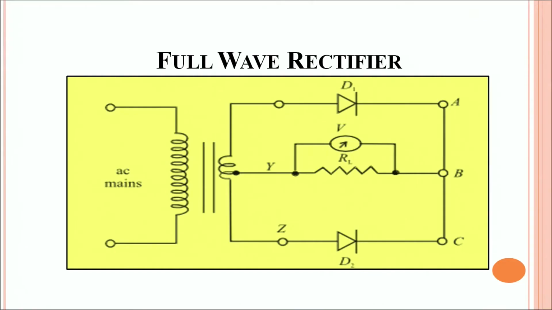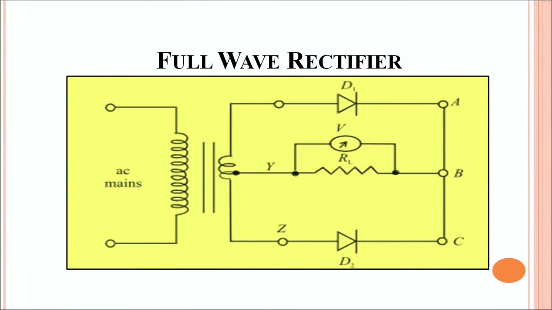This is a full wave rectifier. In this full wave rectifier, we have two diodes D1 and D2 connected in the circuit to the AC mains. Over here, the voltage input in the form of an AC is fed into the circuit, and the step down transformer steps the voltage down to the specified value.